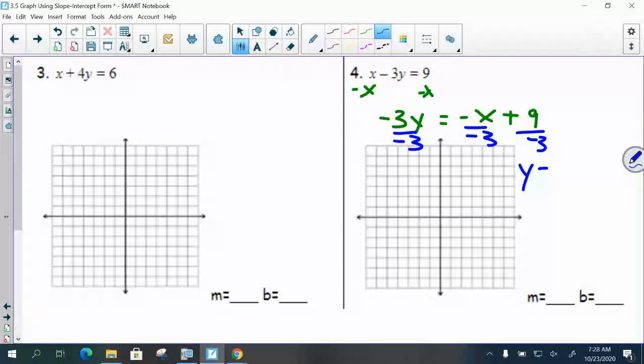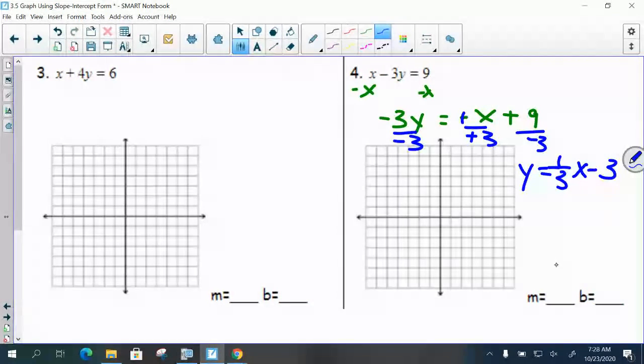And then you have y equals. Now here, you have negative over negative, so that becomes positive. And then you have x over 3. Now, the over 3 is going to come out as 1/3 times x. So that's how I want you to write it. Anytime you have a fraction, pull it out as a fraction in front of x. And then 9 over negative 3 is going to become minus 3, because 9 divided by 3 is 3.